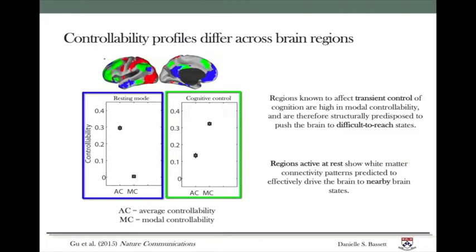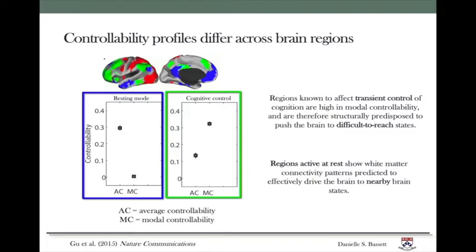Now, intuitively, what does that mean? That means that the white matter structure coming out of those regions places them in a spot that would allow them to push the system into many of the states that the system may need to go to on the energy landscape.